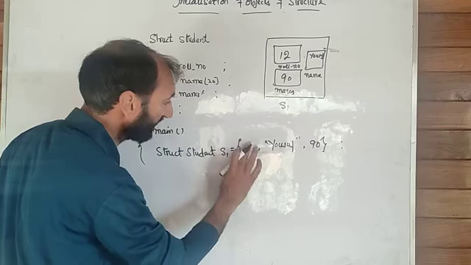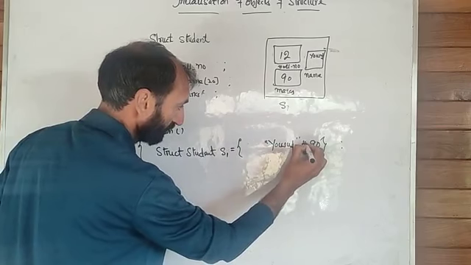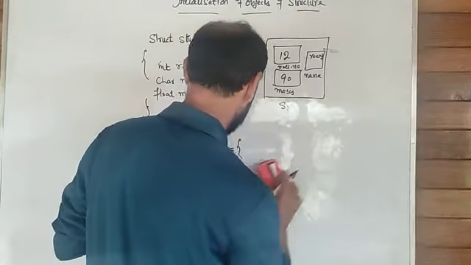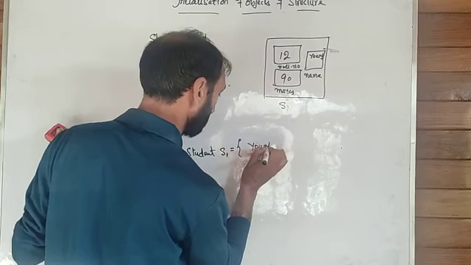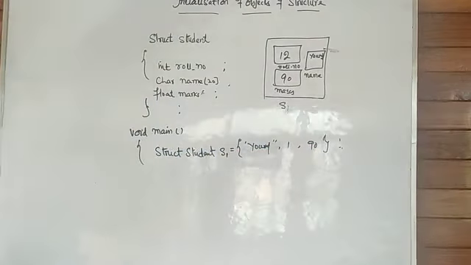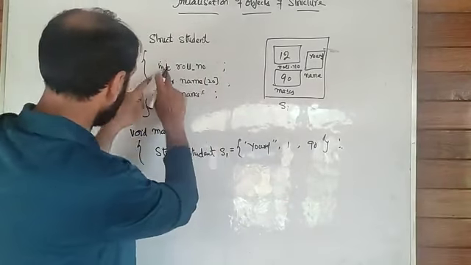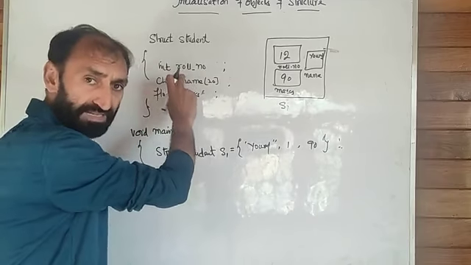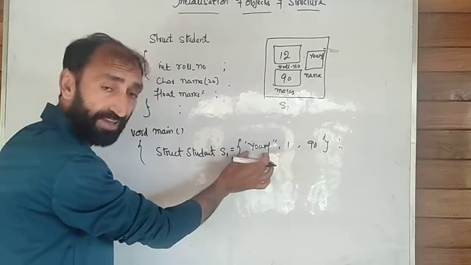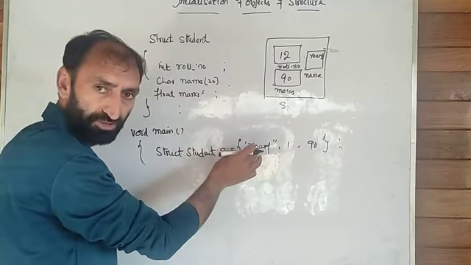For example, if I write Yousuf first, then I write the roll number and then 90 marks. What does it mean? It will show me some undefined behavior, or it may show me an error, because the first member is expecting an integer value, but I am going to provide a character value, or you can say a string value. So it's a mismatch of the members, mismatched ordering, so it will show an error.